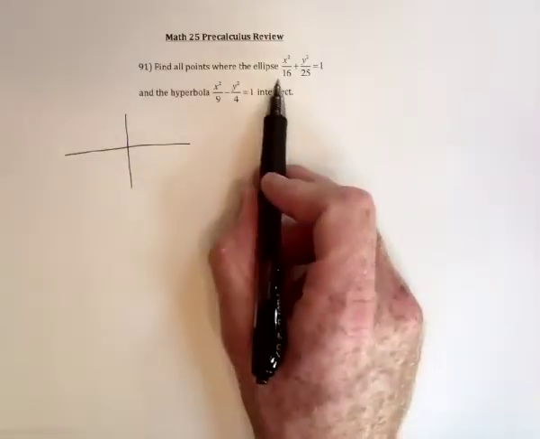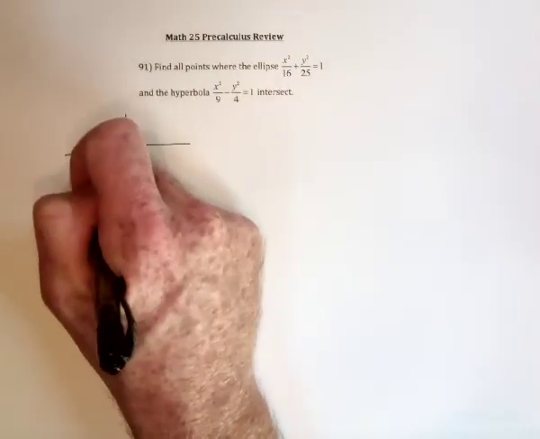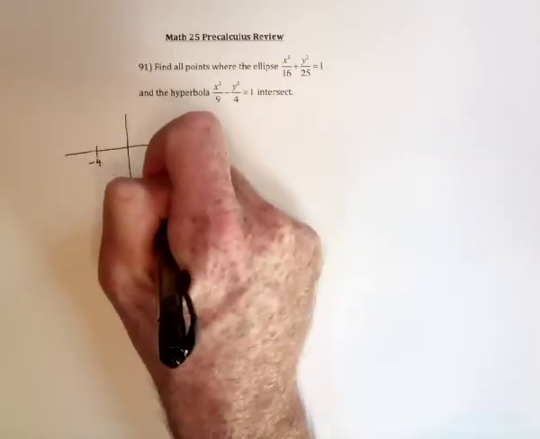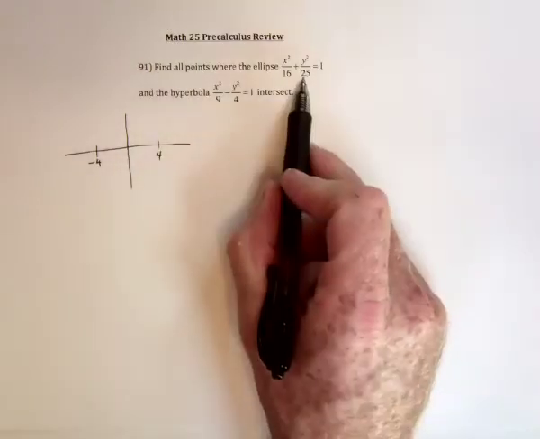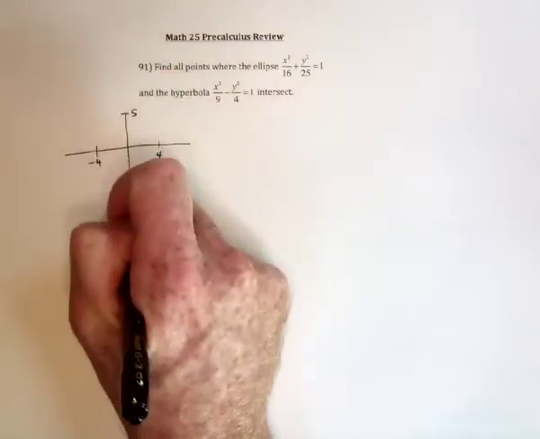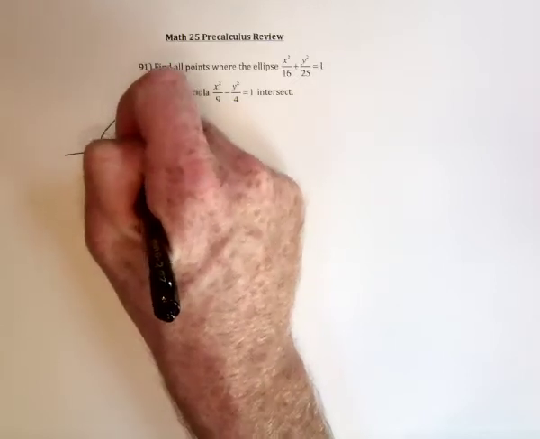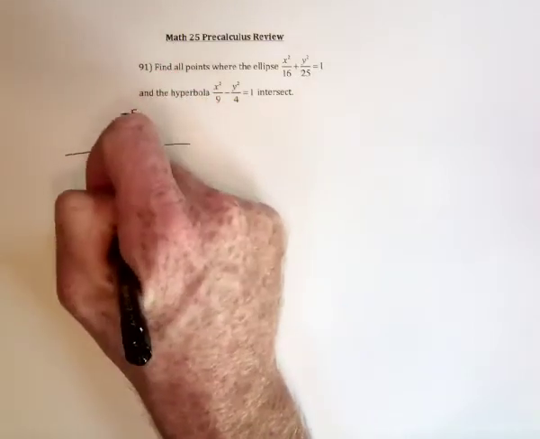So for the ellipse, in the x direction, you take the square root of this number, we would get plus or minus 4. So on the x-axis, -4, +4. In the y direction, take the square root of this number and get plus or minus 5. So go up by 5 and down by 5 on the y-axis. And then just draw a nice oval shape ellipse.